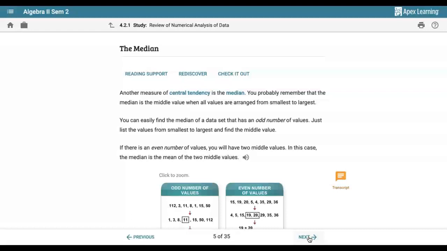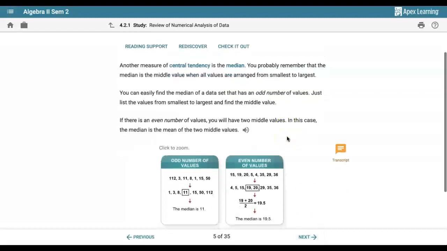We're only taking a small portion of that, and we can still write that using the same notation here. Looking at our median here, the median is the middle value when all values are arranged, again, from smallest to largest. That is going to be key. You have to arrange them from smallest to largest.